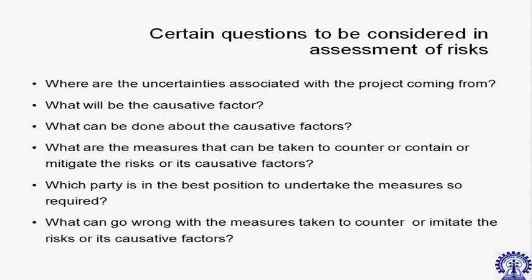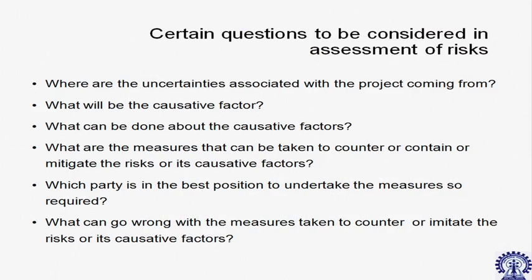Now you need to look into what countermeasures can be taken to counter and mitigate that risk and its causative factor, which I have talked about. And then the party which is in the best position to undertake it, I also told you who can take this particular risk better. Now in case of technology transfer, one thing you should keep in mind is the legal environment. Many times the people transferring the technology are not sure about the protection of the intellectual property they are going to get in the country where they are transferring it. So if there is an infringement, and you sustain a loss because of it, you need to decide how you are going to manage the entire issue.